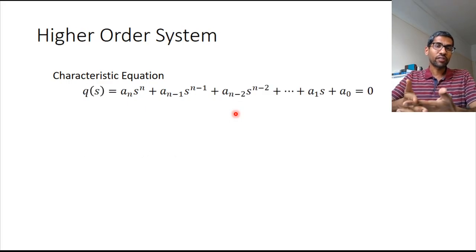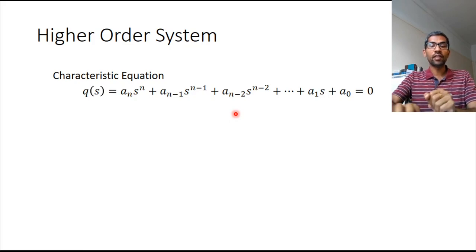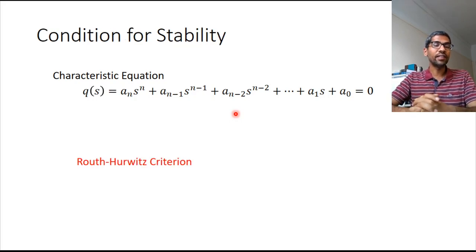For a higher order system, higher order than 2, things become slightly more complicated. And we use what is called the Routh-Hurwitz criterion to evaluate stability.